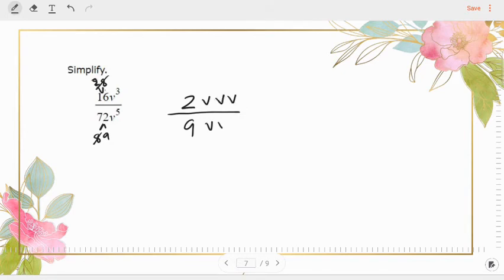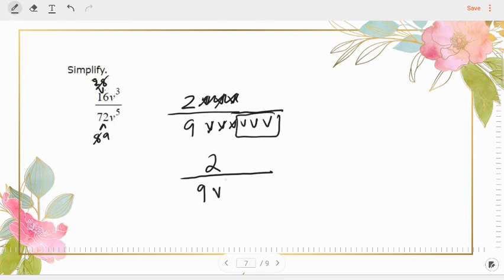3 v's on the top, 5 v's on the bottom, 1, 1, 2, 2, 3, 3. And you'll notice this time, instead of my variable being left on top, I have a 2 on top. That's the only thing that's left. Everything else canceled out. I have a 9, and how many v's in the denominator? V to the 3rd power. So notice this time my bigger exponent was in the denominator, and that is where my variable ended up.